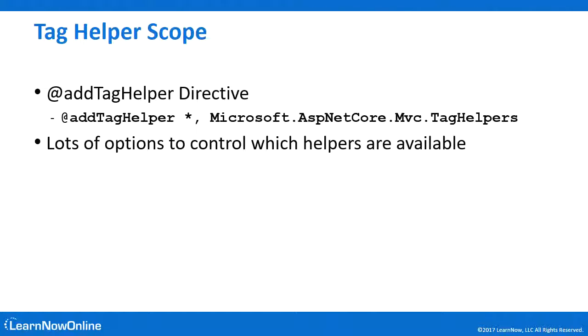But then there are lots of options to control which tag helpers are available. So one option is to use the remove tag helper to remove any tag helper that you previously added, such as for a specific view. If you use the remove tag helper within the view imports file, it's going to remove the tag helper from all views. But if you use add tag helper within the view imports, but then remove tag helper within a specific view, it's going to remove that tag helper or that collection of tag helpers from all the ones in an assembly from that specific view.